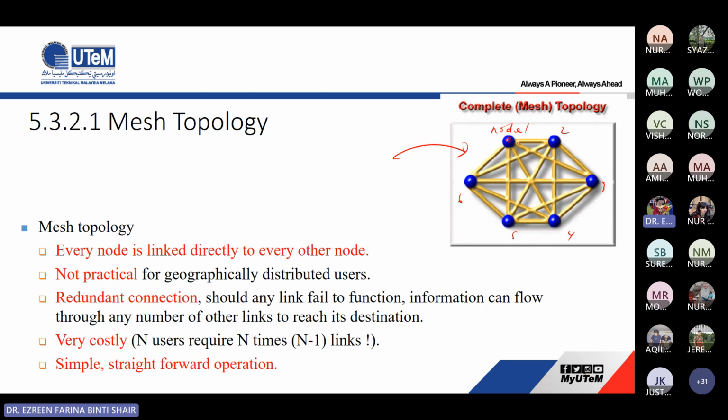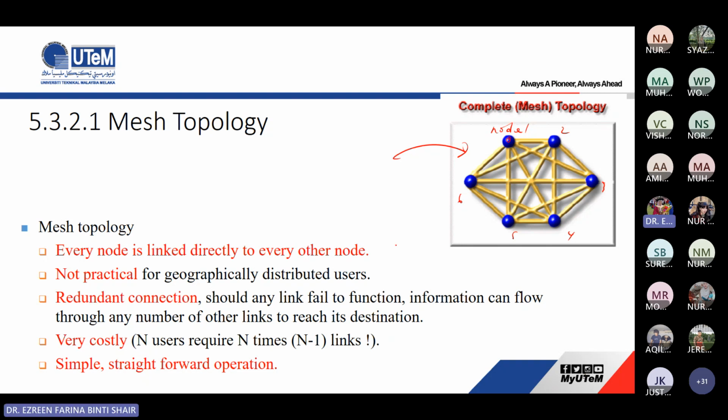Meaning node 1 is connected to nodes 2, 3, 4, 5, 6. Node 2 is connected to nodes 1, 3, 4, 5, and 6. Every node is directly connected to one another. So that's why you have a connection that looks like this. It looks like a mesh.